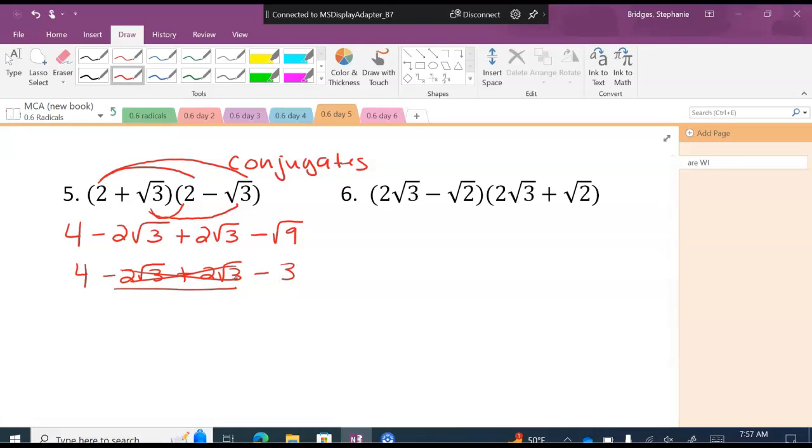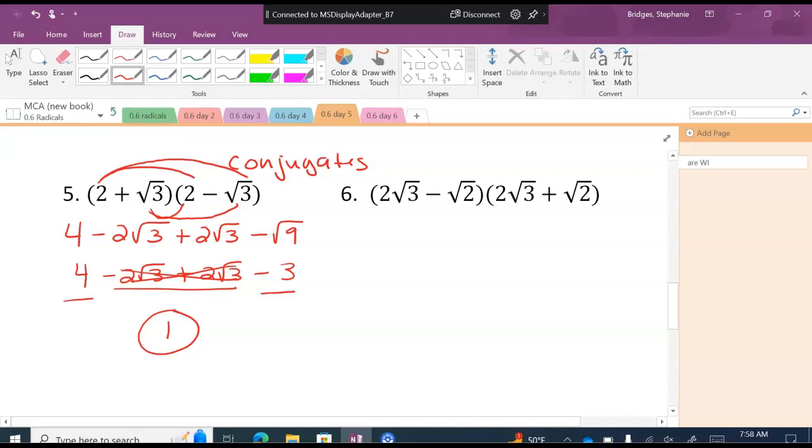So when you multiply a pair of conjugates involving radicals, that means two binomials that are exactly the same with the exception of one's a plus, one's a minus, you should end up with a whole number as an answer, no radicals involved. What is 4 minus 3? 1. And that's what my answer would be. And we're going to have to hold on to that because we're going to use this tomorrow when we deal with our fractions. But anytime you multiply a pair of conjugates, that means two binomials that are exactly the same with the exception of the signs, you should always end up with a whole number.